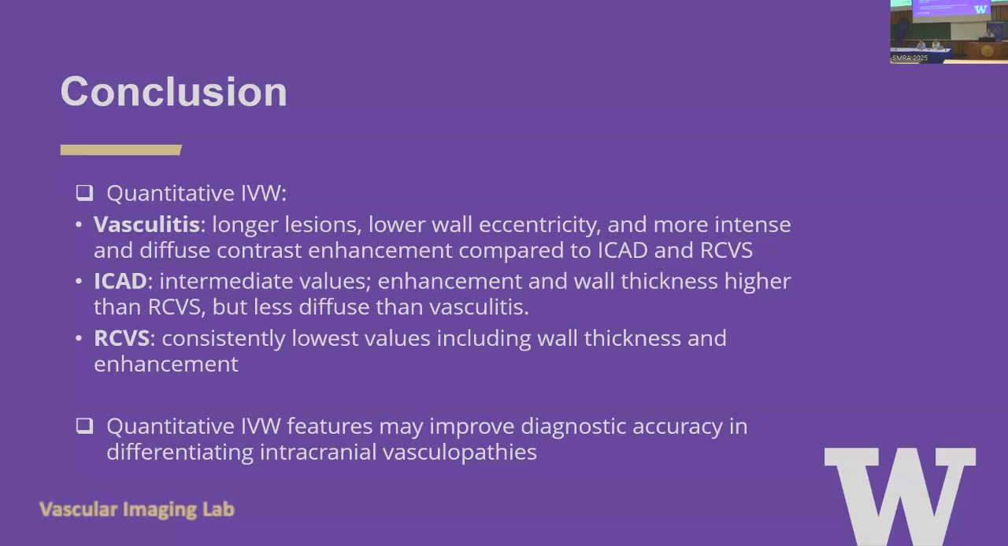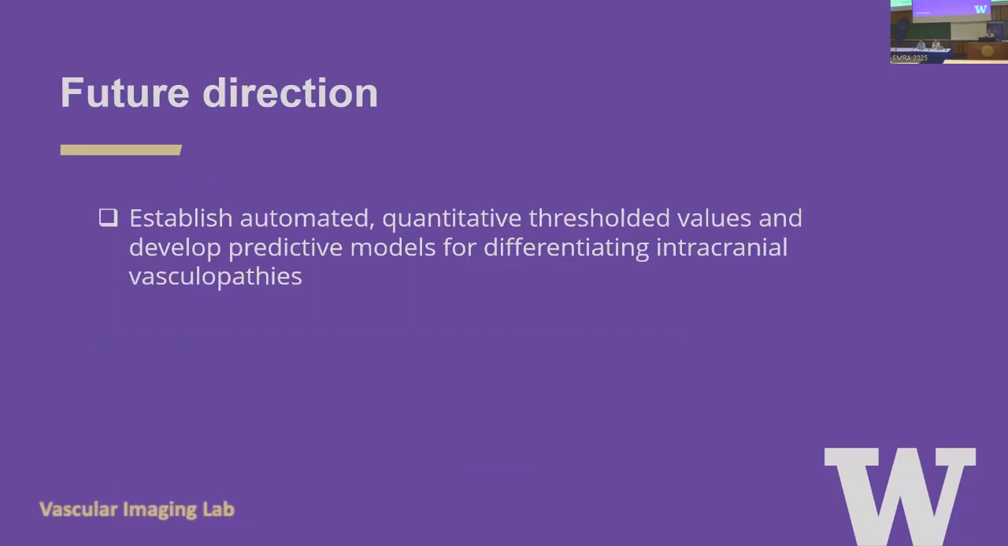Quantitative vessel wall imaging features can improve diagnostic accuracy in differentiating intracranial vasculopathies. The next step that we're working on currently is to finish up our processing and hopefully develop quantitative thresholded values and predictive models for differentiating intracranial vasculopathies. Hopefully that'll make interpretation of these studies easier and more straightforward and reduce the learning curve for new radiologists that are using vessel wall imaging for vasculopathy differentiation.